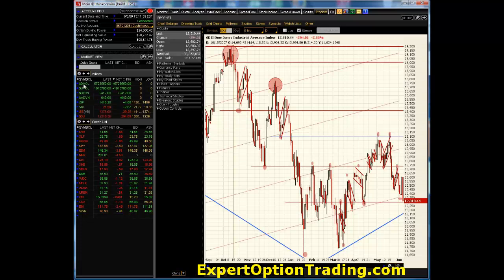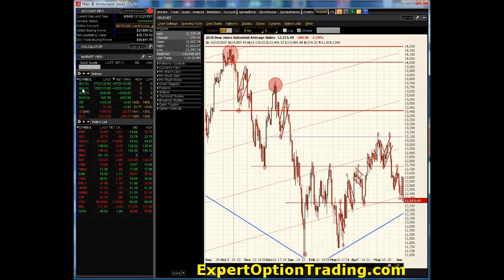These are the symbols that you would use in the TOS platform in order to access these numbers: DVAL, UVAL, DECN, ADVN. This is the advancing issues of the New York Stock Exchange. That's the raw number. There are 643 issues up on the day so far. This is the declining number of issues for the New York Stock Exchange. There are 2,412 issues declining today.